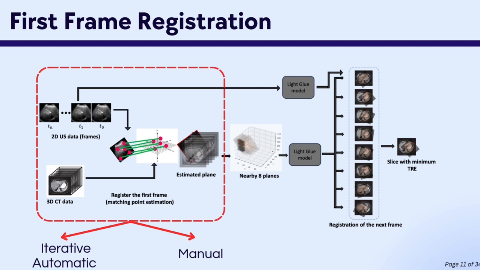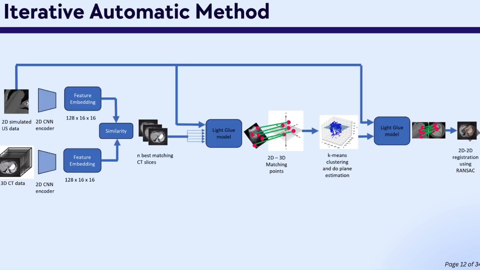Now we will focus on first frame registration. We propose two methods for this. One is iterative automatic and the other one is manual method. First, let's look at iterative automatic registration. This is our architecture for iterative automatic methods.